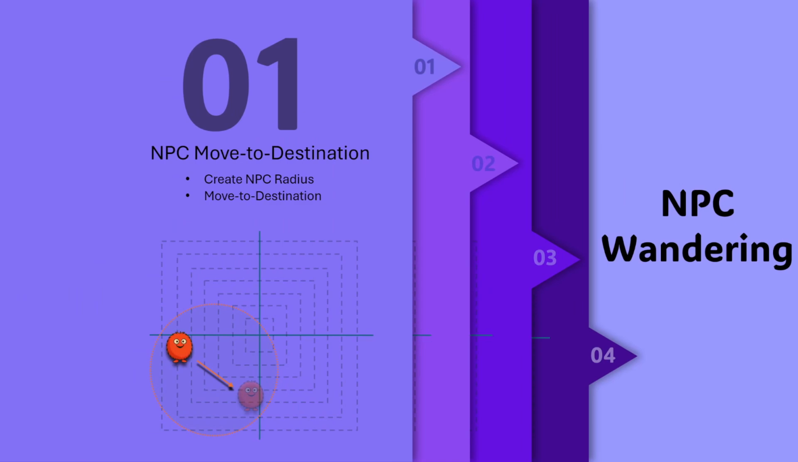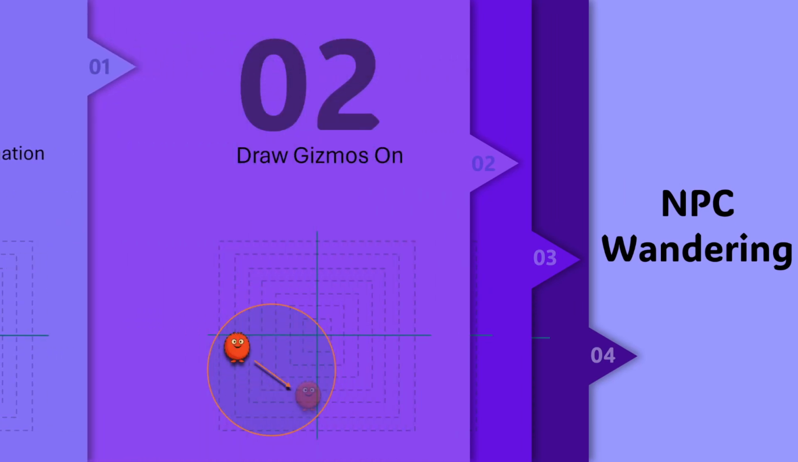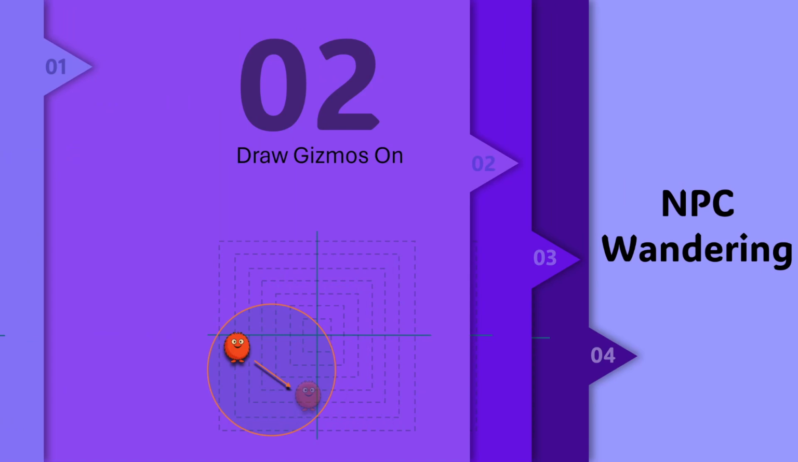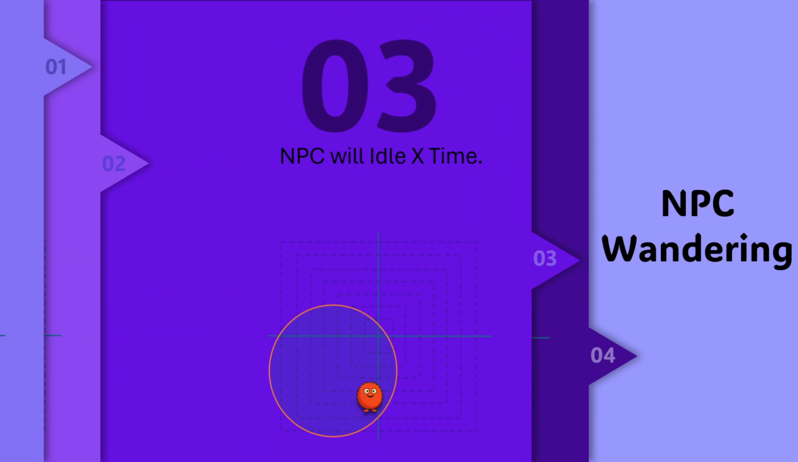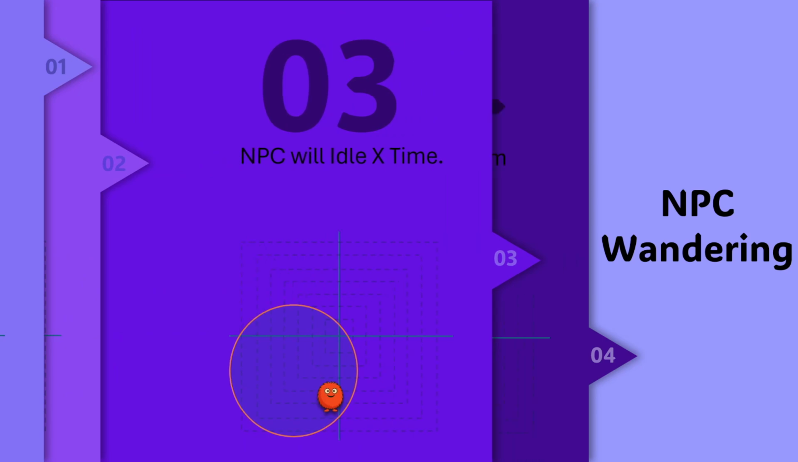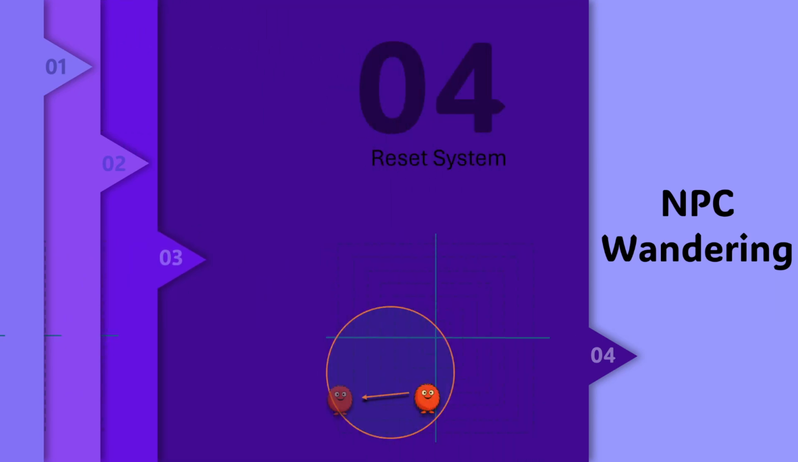First, we'll set up the NPC's movement, creating a radius and picking a random destination. Second, we'll draw a gizmo in the scene so we can actually see it working. Third, we'll have the NPCs idle for a bit once they reach a spot. And fourth, we'll reset everything so they can keep wandering over and over again.